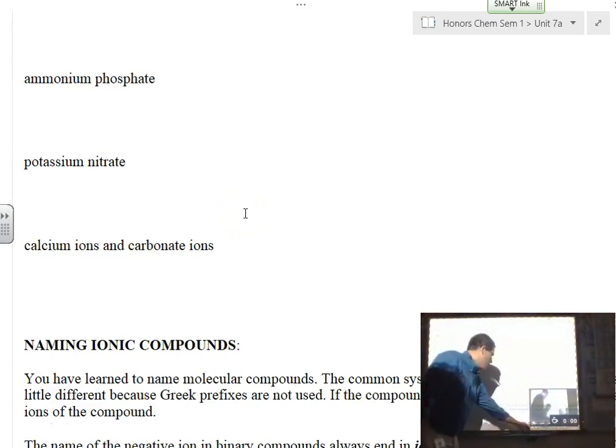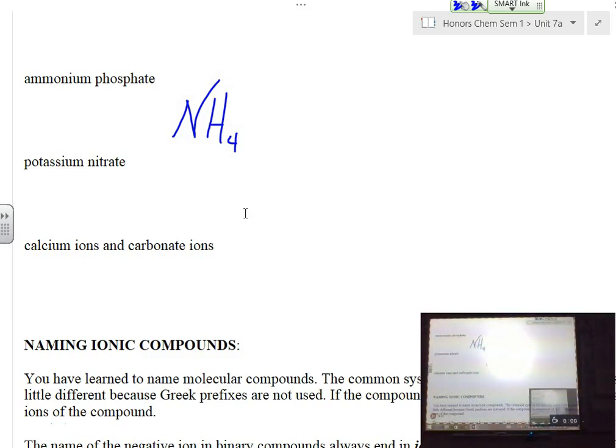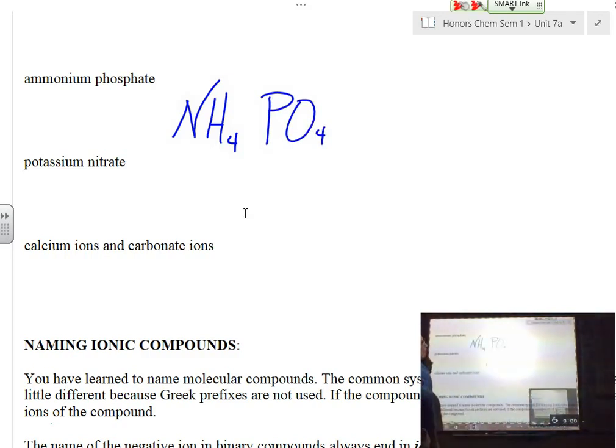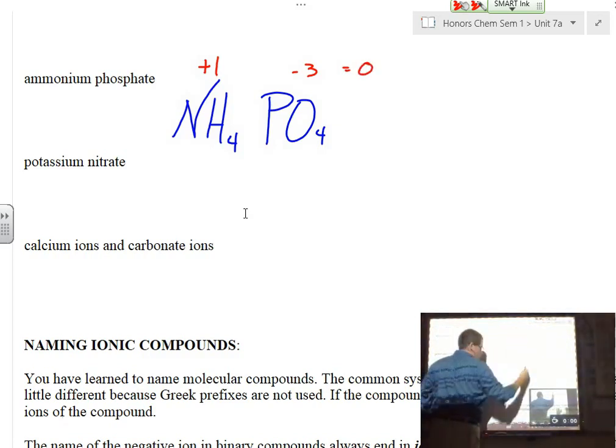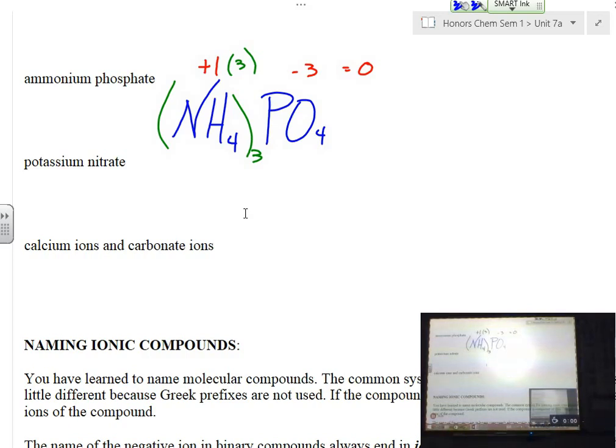I didn't do ammonium phosphate yet, did I? Okay. So ammonium, what's ammonium? Not an element. So ammonium, that's our only positive polyatomic ion. So we'll write that first. And phosphate, PO4. And what's the charge on ammonium? +1? And -3. Good. So what do we need to do there? Good. And wrap it up. Okay. There's ammonium phosphate. Okay, good question. So I have a +1 for the ammonium.